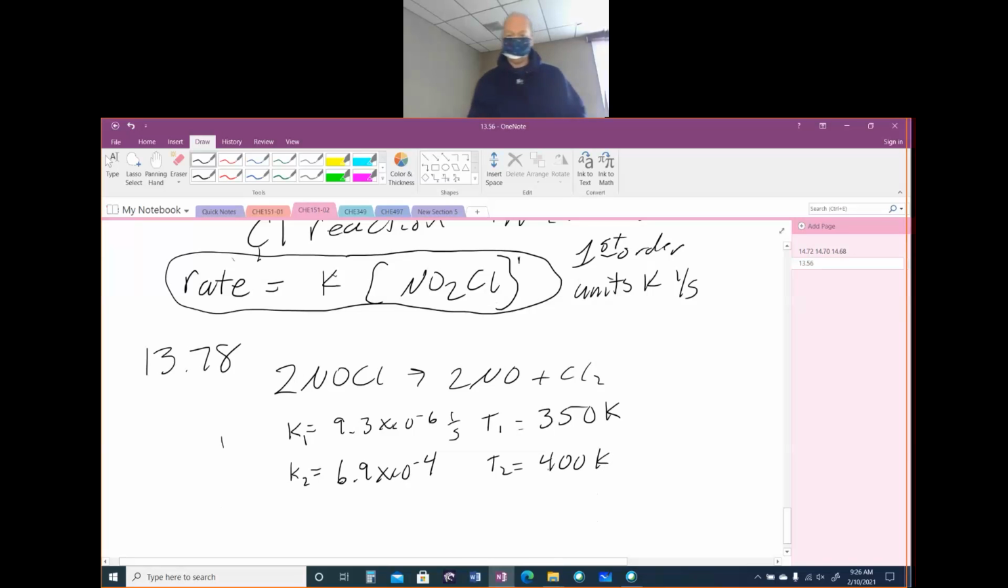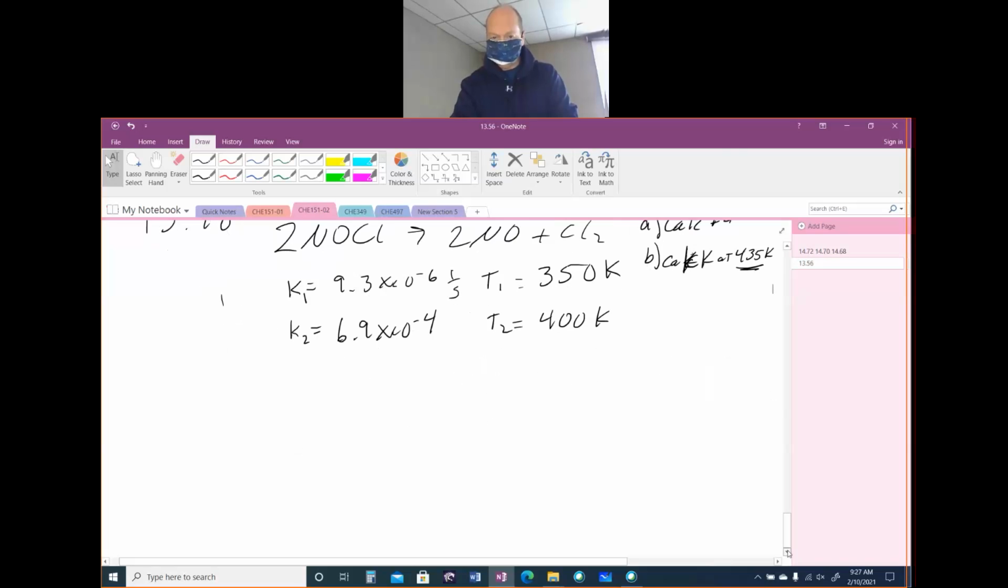This is a two-part question. Part A says calculate the energy of activation, and part B says calculate k at 435 Kelvin. Every time you increase the temperature, you increase the rate of reaction. So the k value at 435 is going to be larger than the k value at 400. But to find that, we have to have the energy of activation. We have enough data to get it, and then we will plug it back in and get k at a different temperature.